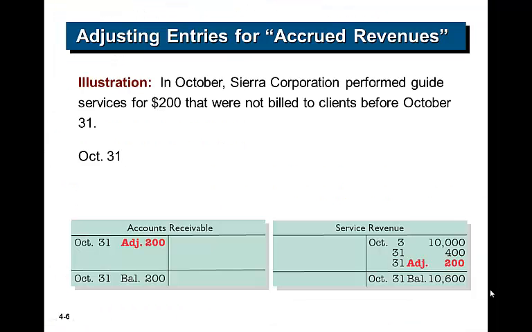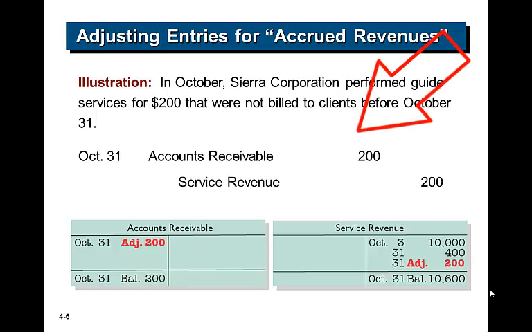As an example, in October, Sierra performed guide services for $200 that were not billed to clients before October. Because the customers were not billed until November, Sierra didn't prepare a general journal entry to record this transaction. However, this revenue must be recorded in October because Sierra performed the services and therefore earned the revenue in October. So we should prepare an adjusting entry that involves a debit to accounts receivable for $200 to recognize the fact that customers owe Sierra money, and a credit to service revenue to recognize the revenue that Sierra earned.